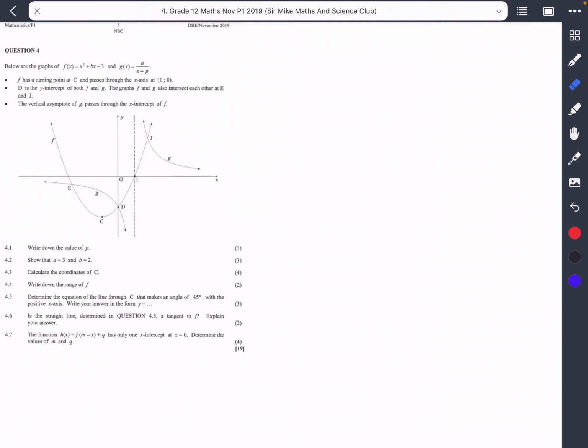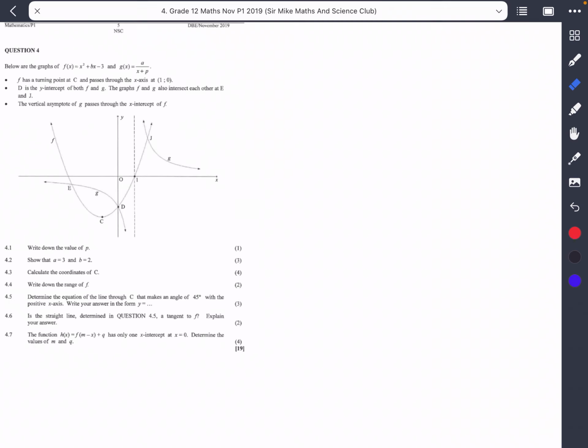They say that f has a turning point at C and passes through the x-axis at (1; 0). They say that D is the y-intercept of both f and g. The graphs f and g also intersect each other at E and J. They also say that the vertical asymptote of g passes through the x-intercept of f.